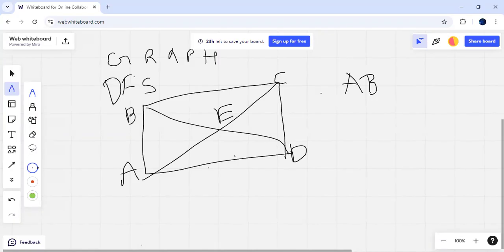That is E, C, and A. So we can take either E, either C, either A. So A is already taken. So next will be E. E has two adjacent vertices, C and D.